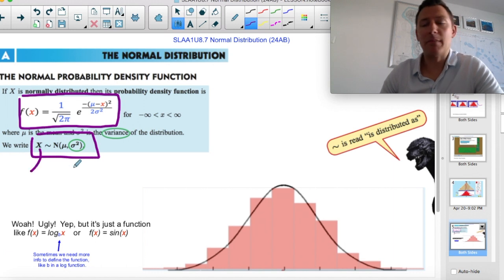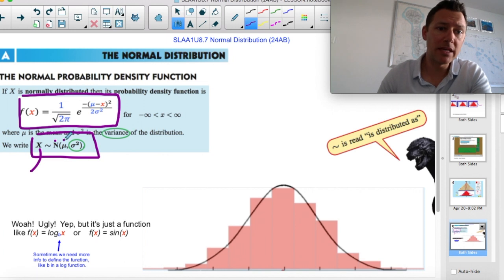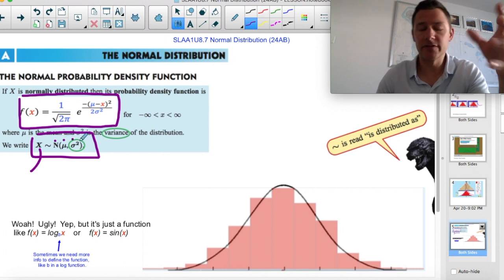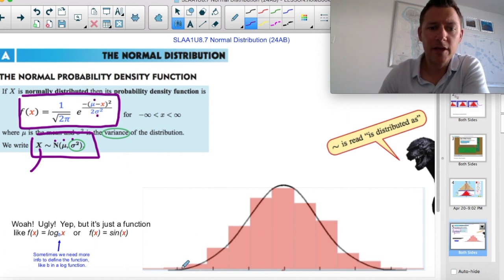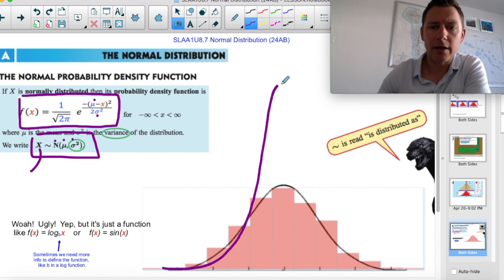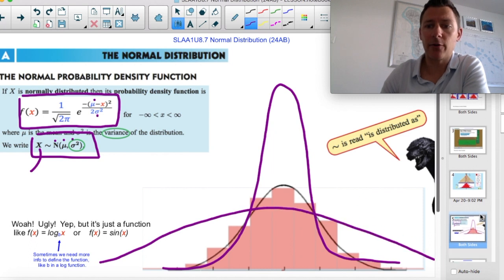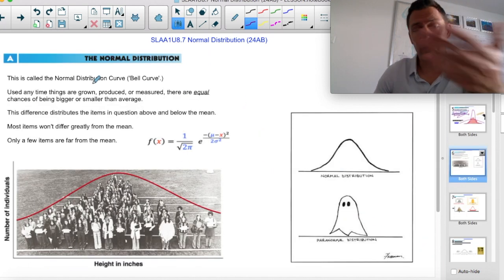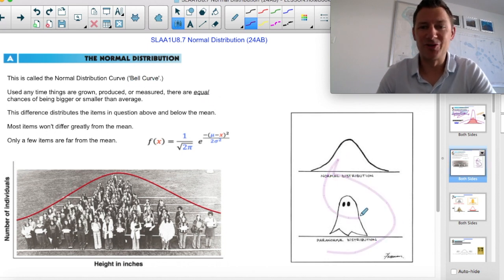This says x. Maybe x is the length of giraffe necks or something. X is distributed normally with respect to the mean and the variance, which is standard deviation squared. Anyway, these other pieces are just modifiers, because you make this shape either taller if all of your data is very centered, or long and wide if your data is very spread out. So a normal distribution curve is called a bell curve sometimes, or a normal distribution curve.